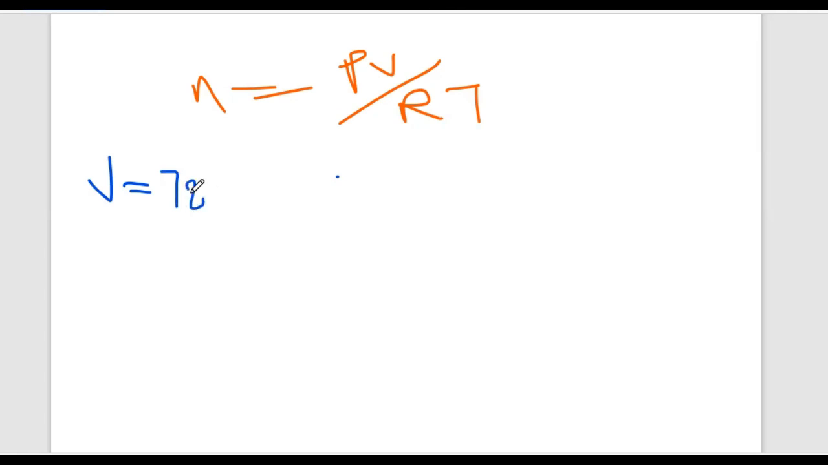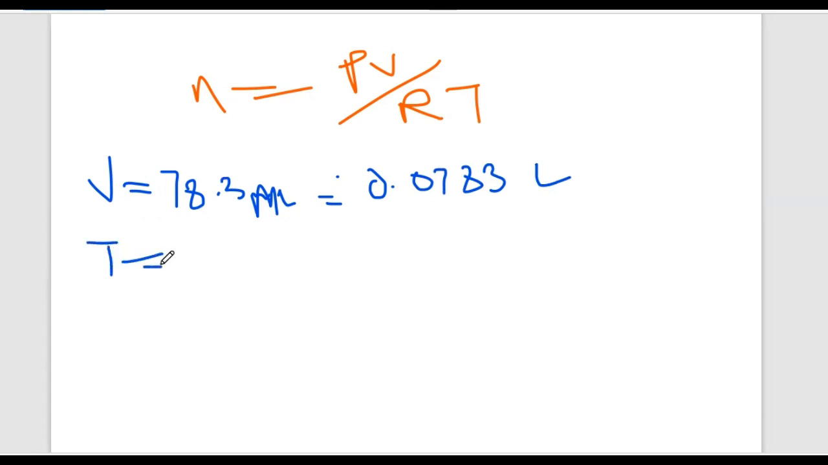78.3 milliliters. Then you change this, I said you change them to what? You change them to liters or cubic meters. So how do you change milliliters to liters? You just divide by 1,000 here. When you divide by 1,000, you're going to get 0.0783 liters.